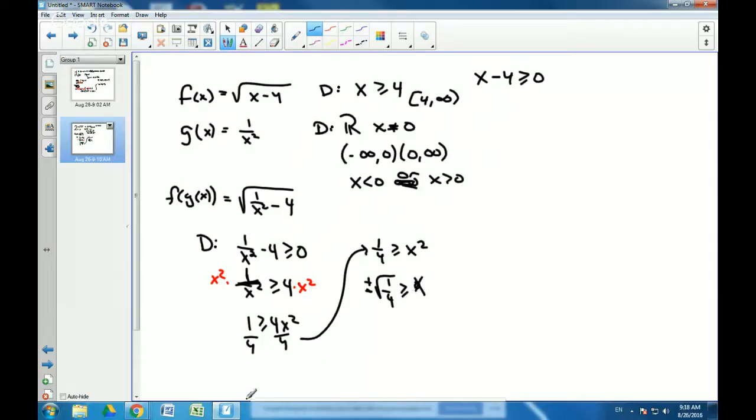X. What's the square root of 1? 1. What's the square root of 4? Did you multiply the x? Yeah, I did. This means that's the wrong direction.